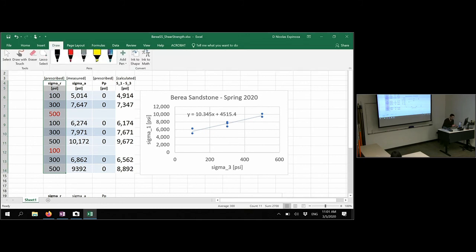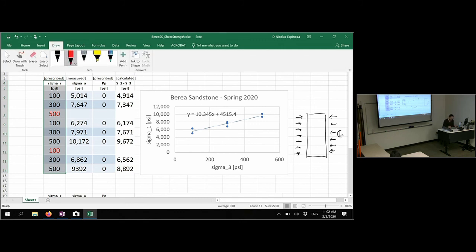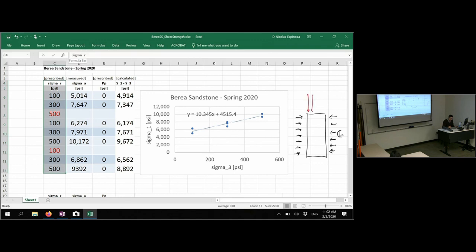This is the confining pressure or the radial stress if we were to, let me see if I can draw in here. I think I can. If we were to look at this sample, I'm not drawing the membrane here, okay? But here you have the radial stress, and on the axial direction we have the axial stress.